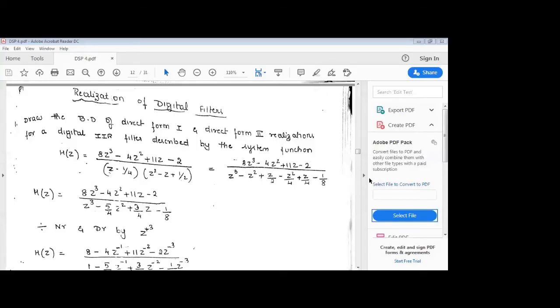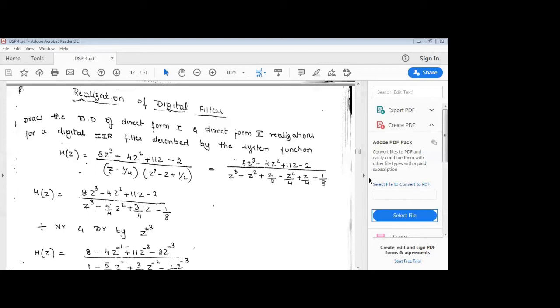Coming to the realization of digital filters. In the previous classes, we designed digital filters, the infinite impulse response type of filters. When designing those filters, we used transformation techniques: one is the bilinear transformation technique, and the other is the impulse invariance transformation technique.